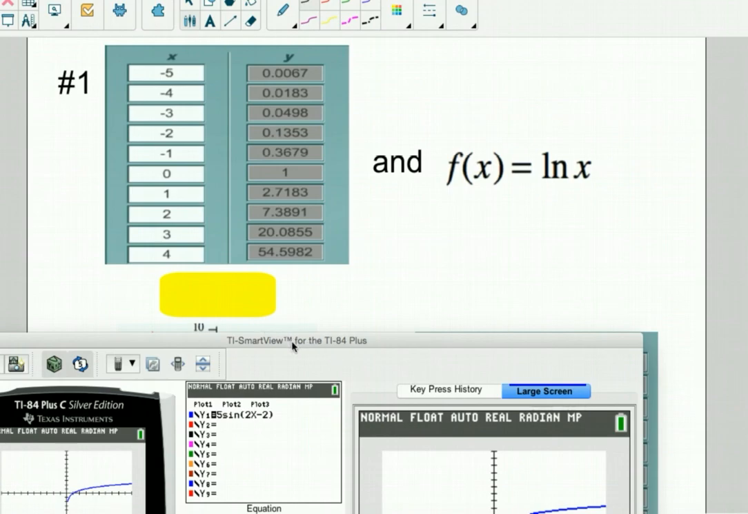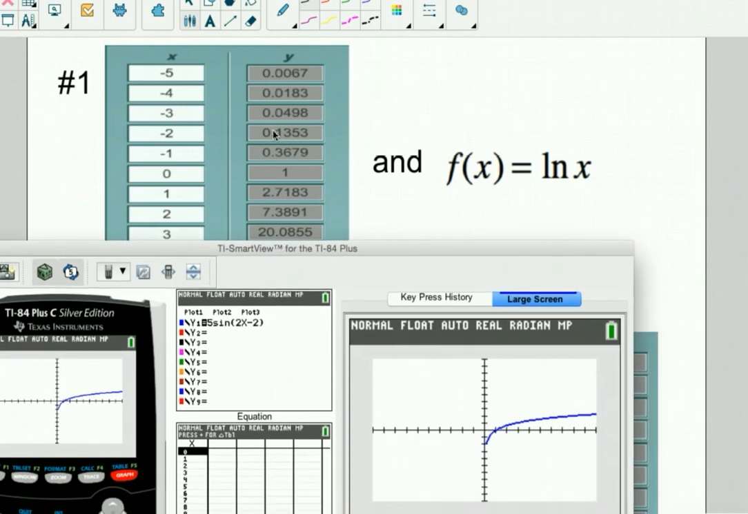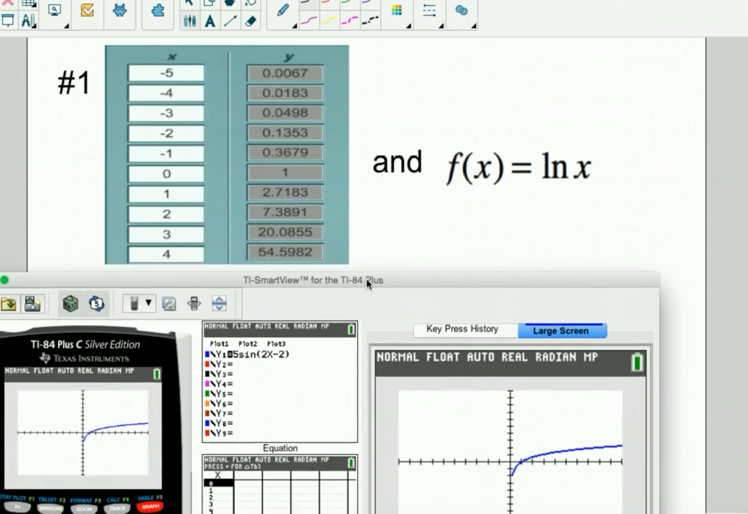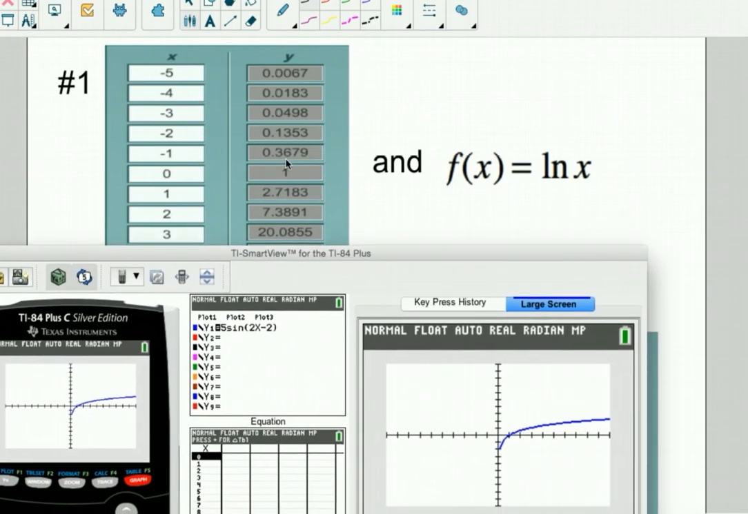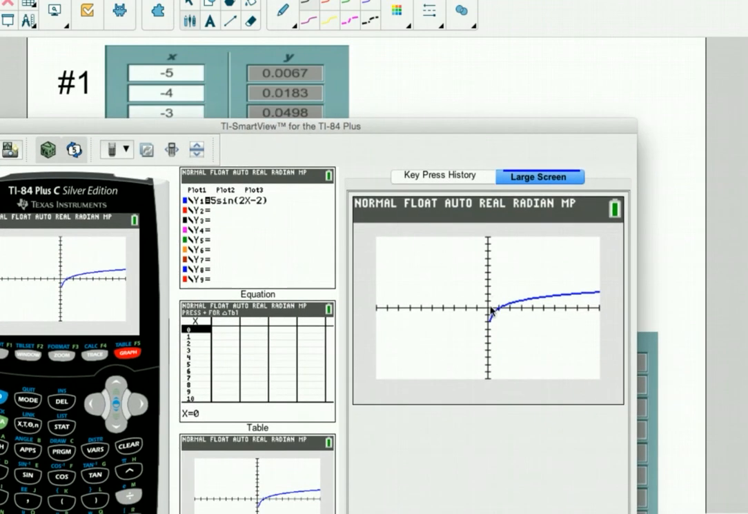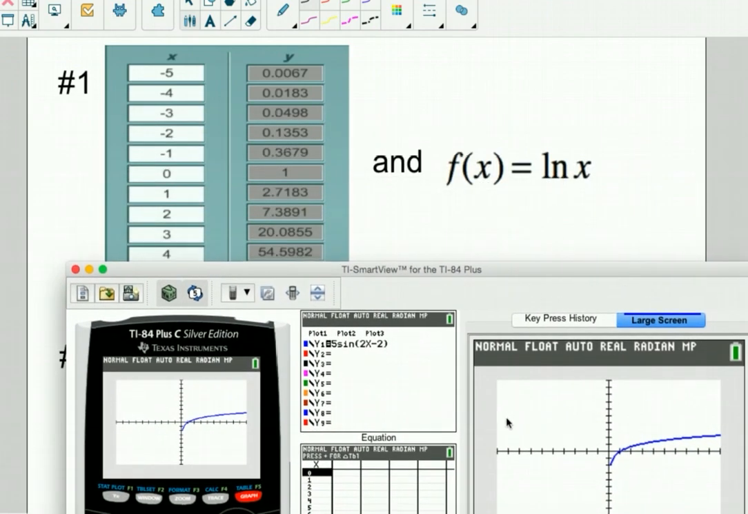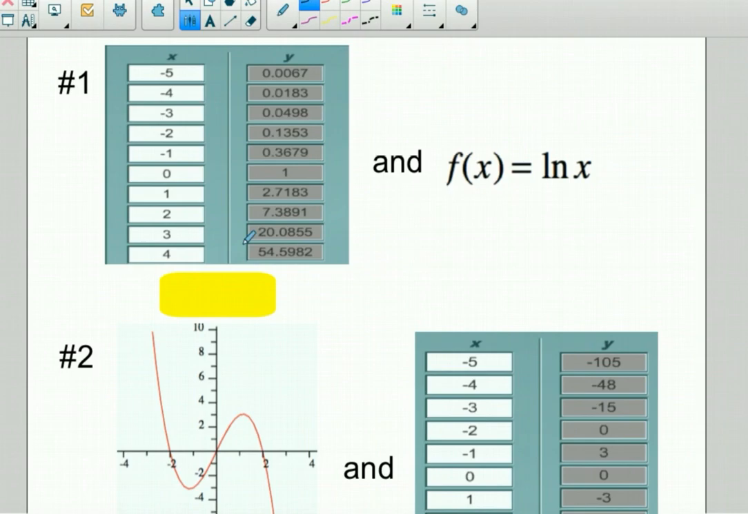this graph and this table are actually inverses of each other. All the coordinate points are flipped. So like negative 1.36, it's actually 0.36, negative 1. So these are inverses of each other, which, if this is natural log of x, means this data table is e to the x.